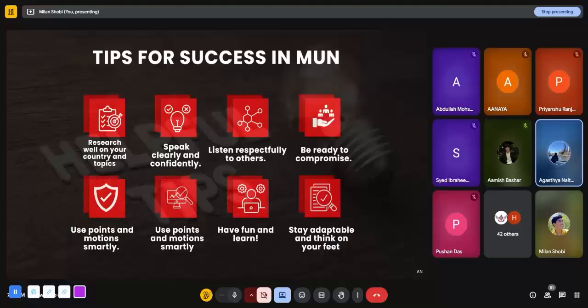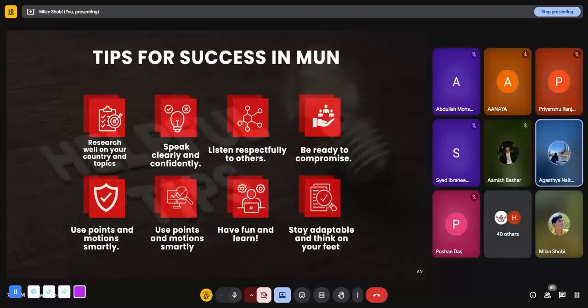The pointers are: research well on your country and topics before you step into a committee. Make sure you have thoroughly researched your assigned country's stance, history, foreign policy, and how it relates to the agenda. One should know the facts, treaties, and especially key stats or any past action your country has taken. Solid research builds credibility and can help you design your position strongly.